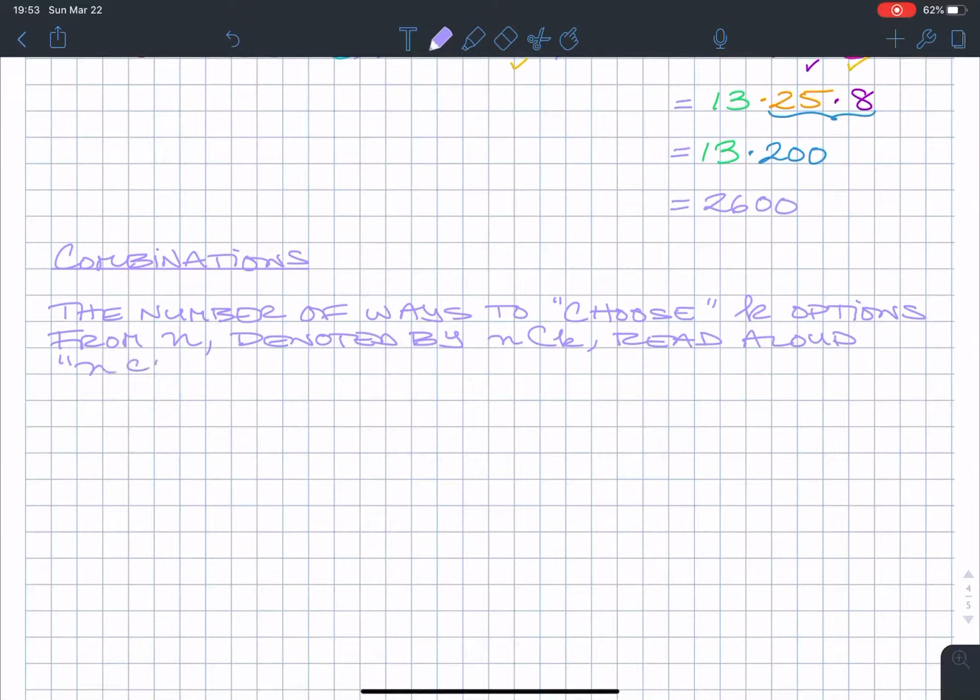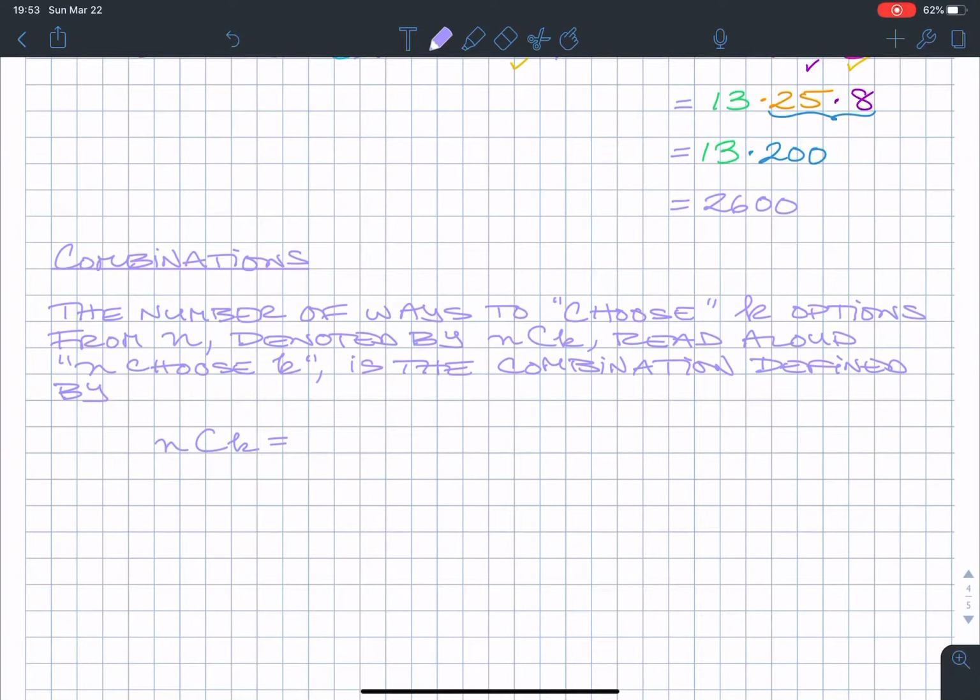N choose K. Is the combination defined by... so N choose K.